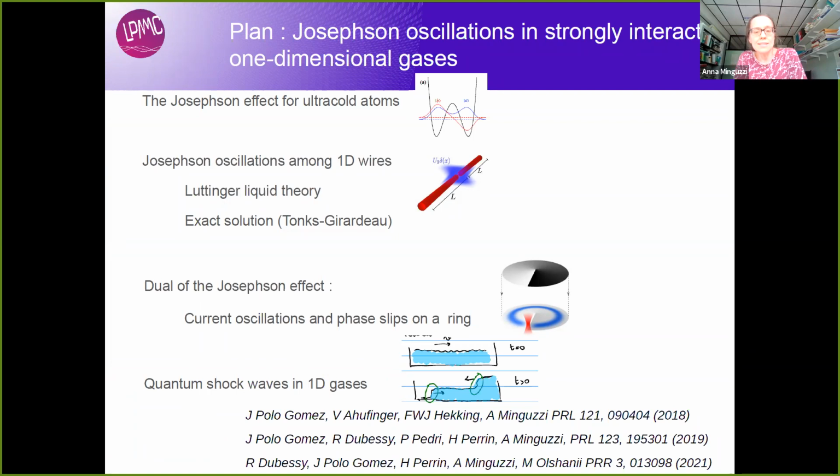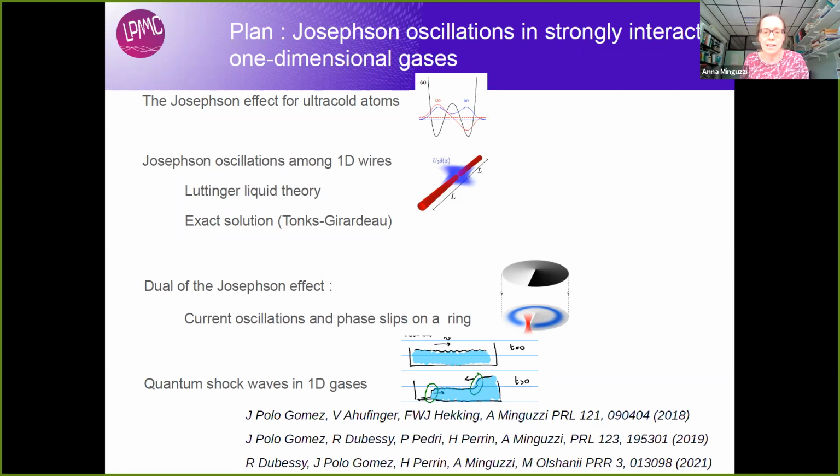And in the second part of the talk, I will present a somehow in principle unrelated problem, that is the problem of a ring with current flowing onto it. And it will turn out that it is a sort of the dual of the Josephson effect. And finally, I will make some link to quantum shockwave dynamics that emerges in this system. And the works which are related to this talk of today are listed here below.